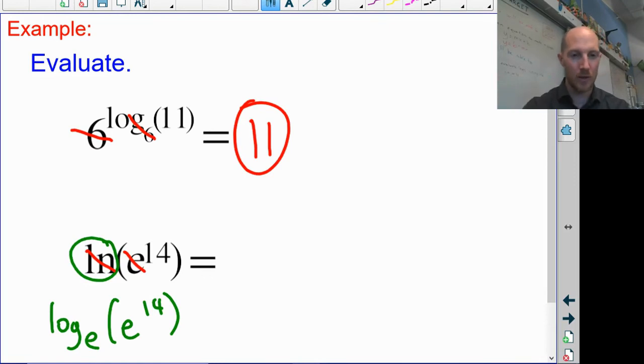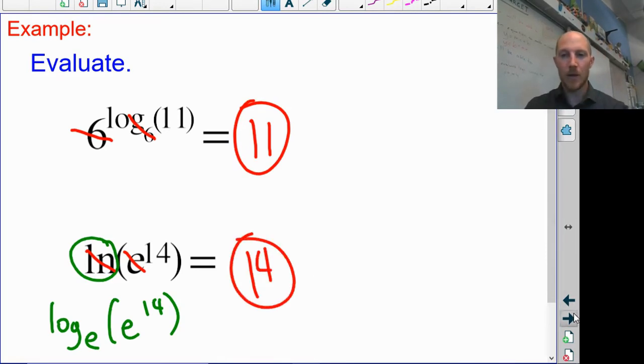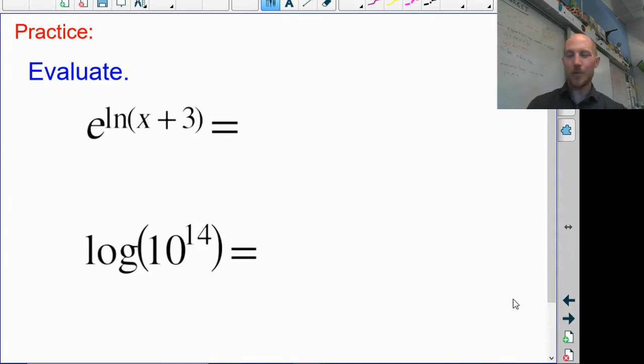We write natural log as an ln. So the natural log and the e are still inverses. Final answer, 14. All right. I'll give you a couple of examples here, and then here's some practice. Try these ones on your own. You can hit pause on the video, see if you can decide what your answers are, and then hit play again.